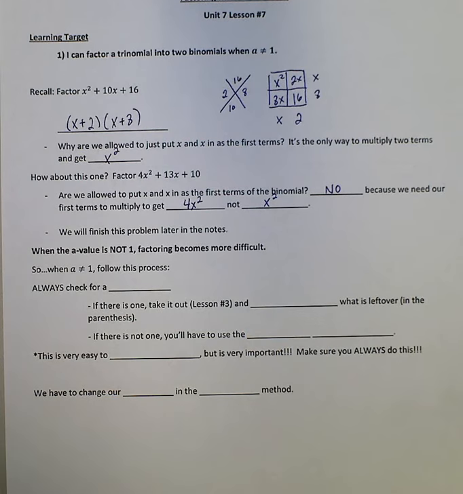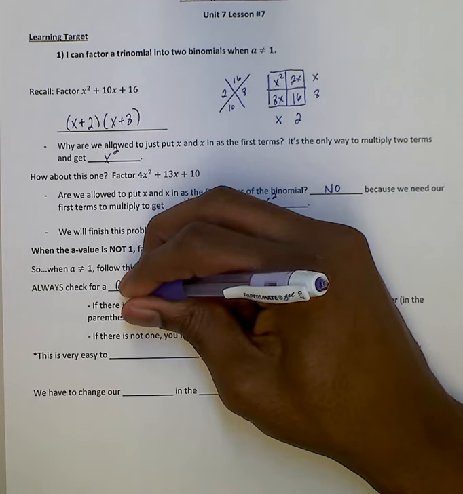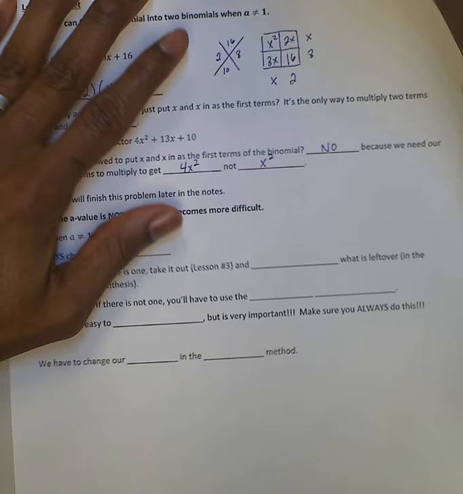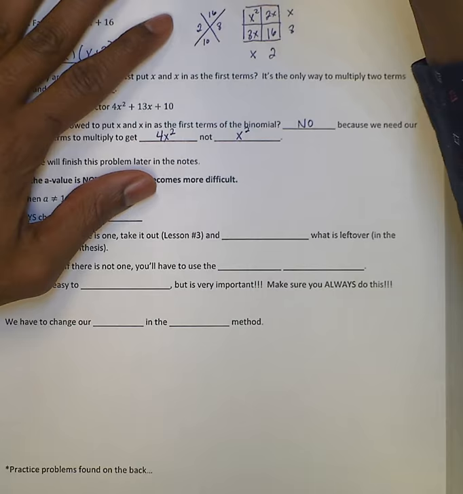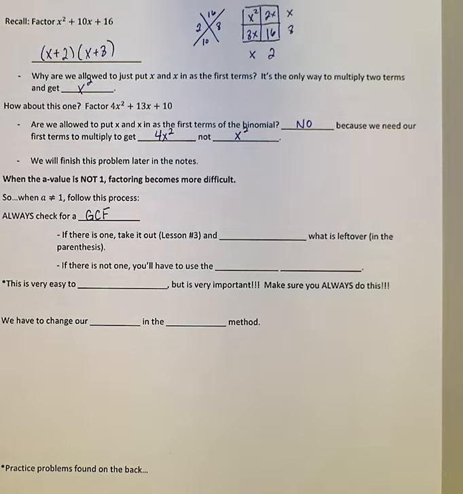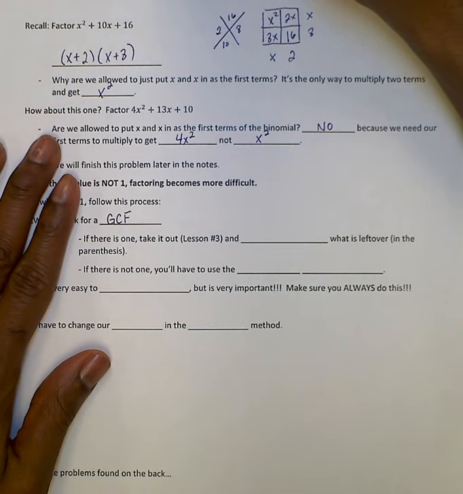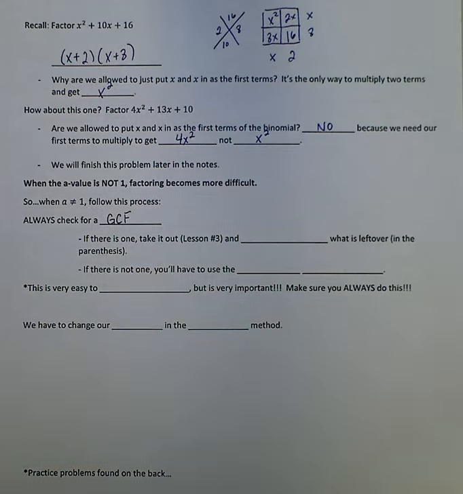Okay. When the a value is not 1, factoring becomes a little bit more difficult. So when a is not 1, we're going to follow this process. We're always going to check for GCF. Always check for GCF, because sometimes we'll luck out and that GCF will make it so that a is 1 again. And then we won't have to go through this whole process. If there is one, you take it out just like lesson 3 and factor whatever's left over.